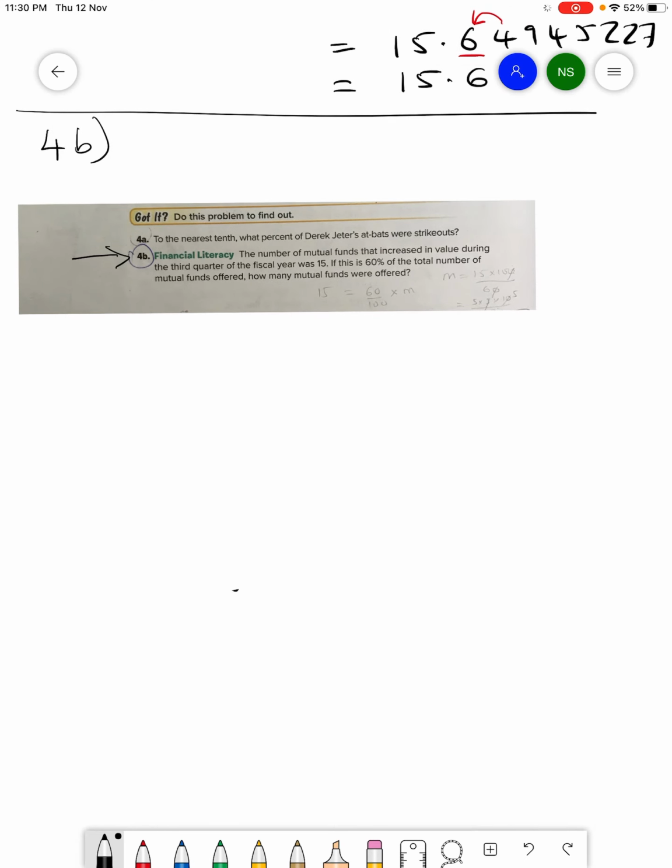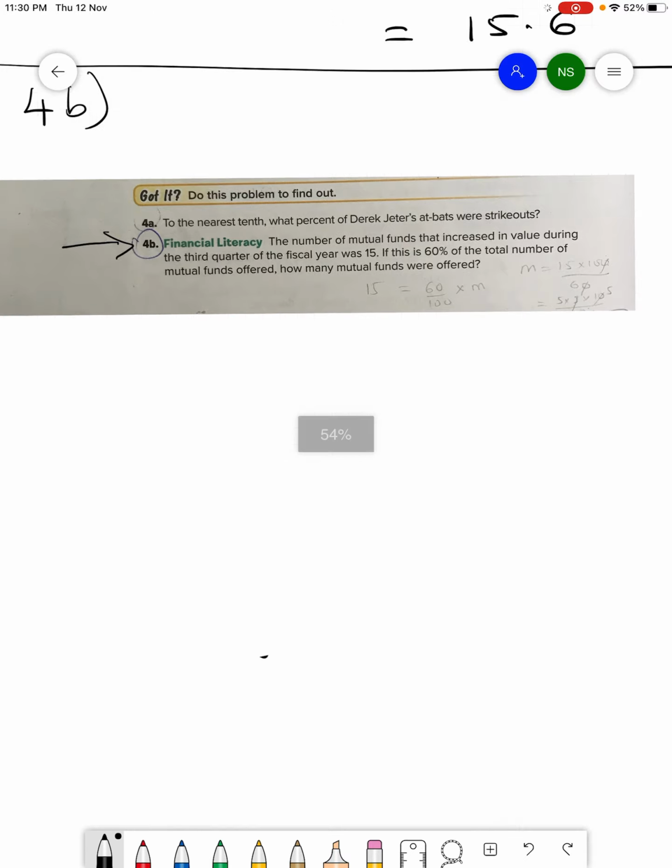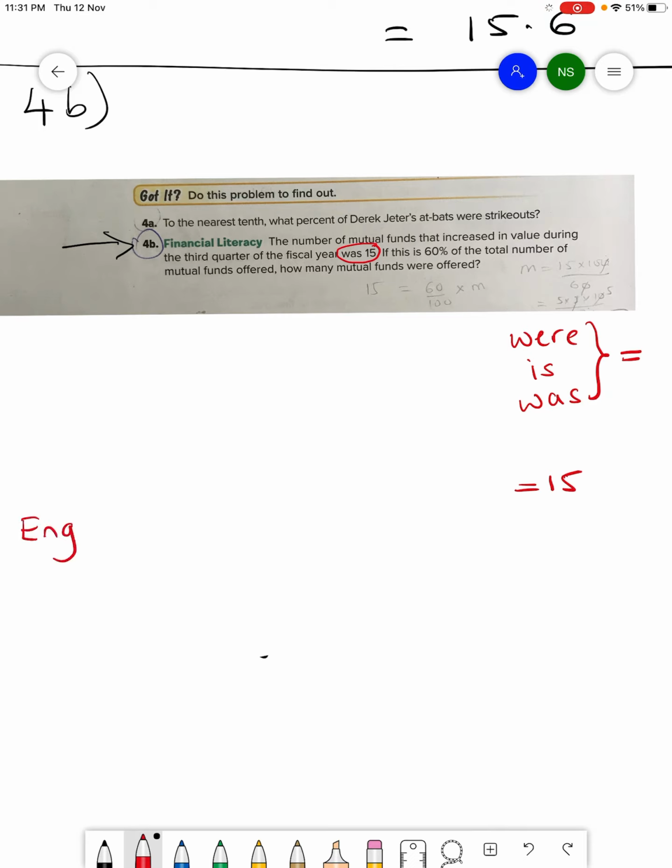So let's have a go here. The number of mutual funds that increased in value during the third quarter of the fiscal year was 15. Remember I told you were is the same as is. It's also the same as was. All of these in maths mean the same thing, equals. So if you see a were or an is or a was, it's all the same as equals in maths. So we know it was 15, so we know we're going to have an equals 15 somewhere in our question, when we go from English to maths. Let's see if we can make our English.